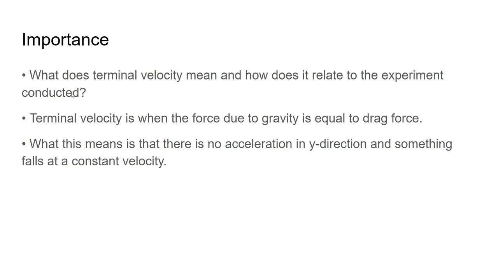Importance. What does terminal velocity mean and how does it relate to the experiment? Terminal velocity is when the force due to gravity is equal to drag force. What this means is that there is no acceleration in the y direction and something falls at a constant velocity. So when something reaches its maximum velocity, it stays at that velocity for the rest of its free fall.